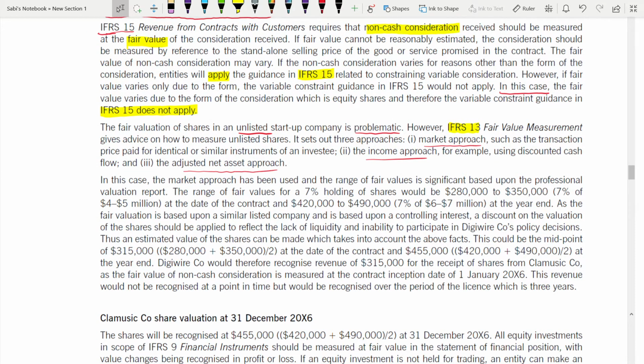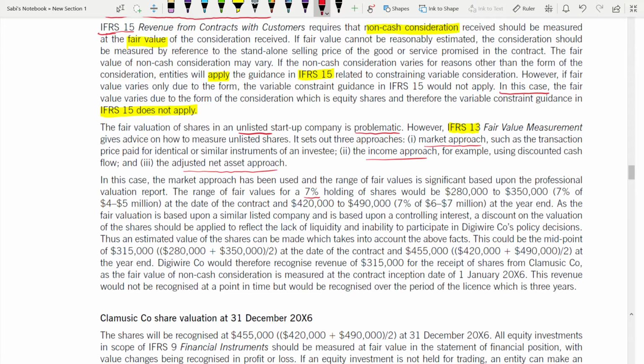So here, in this case, the market approach has been used. Exactly, they have clearly told, right? 4 to 5 million, or 6 to 7 million later it was changed. Market approach was used, and the range of fair value is significant based upon the professional valuation report. So the range of the fair value was for a 7%. They have told all this in the case study.